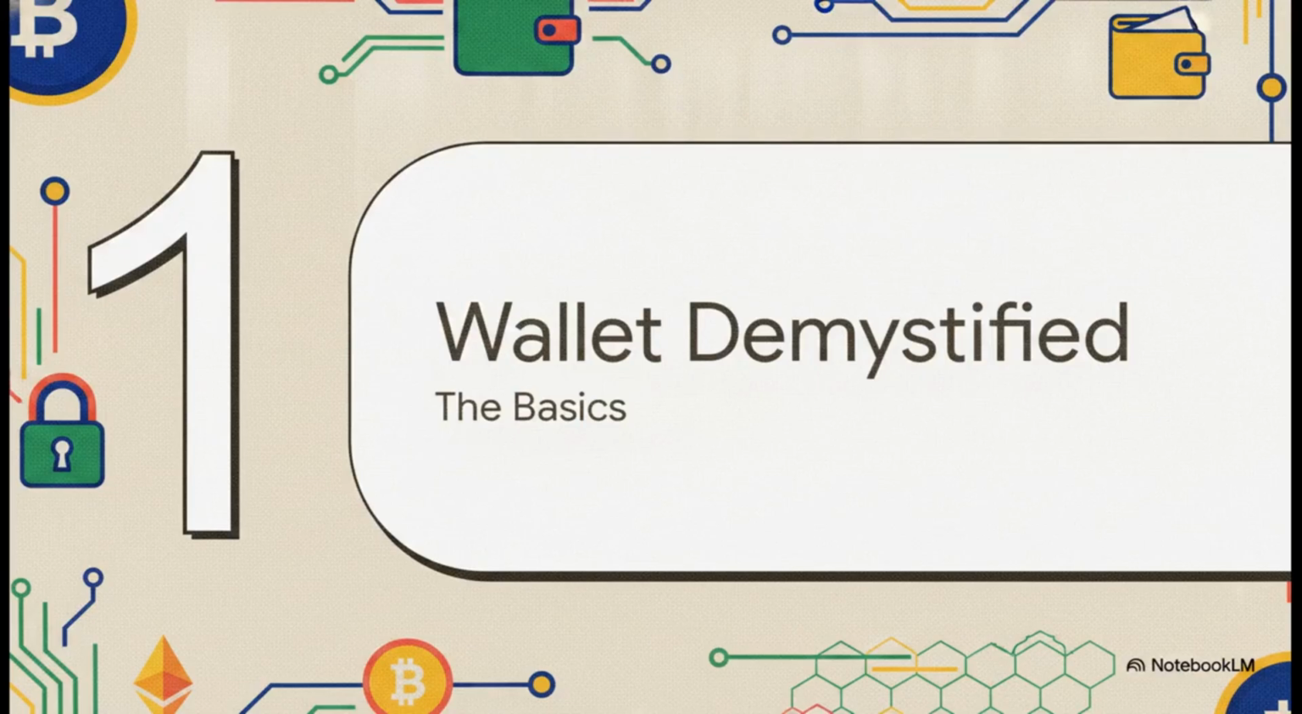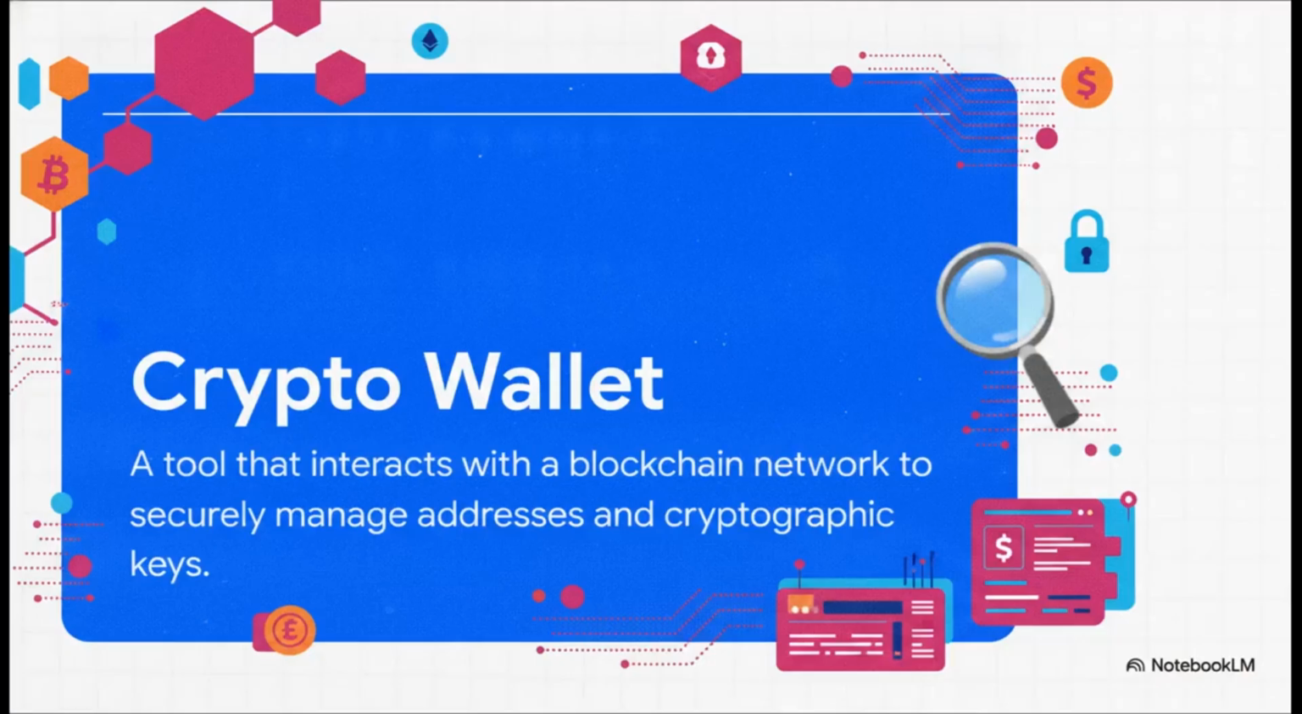All right, part one, the crypto wallet demystified. Let's get right into it. Okay, so a crypto wallet, what is it actually? At its core, it's just a tool that interacts with a blockchain network. It manages your addresses and your keys, letting you send, receive, and monitor your digital assets. Honestly, don't think of it as a vault. It's really more of an interface. Think of it as a secure digital dashboard that lets you talk directly to the blockchain.